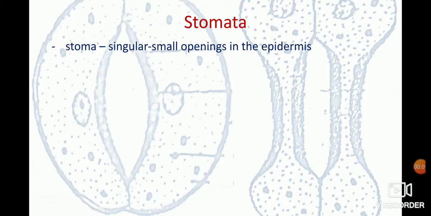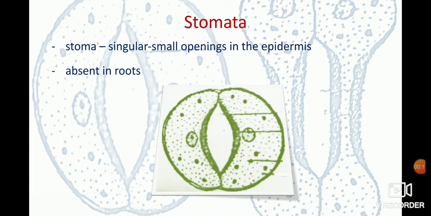Stomata are small openings in the epidermis of the aerial parts of the plants, and the stomata are more abundant on the leaves. The stomata are absent in the roots of the plants. A stoma consists of an opening or a pore. This opening or pore is surrounded by two specialized kidney shaped epidermal cells called the guard cells.